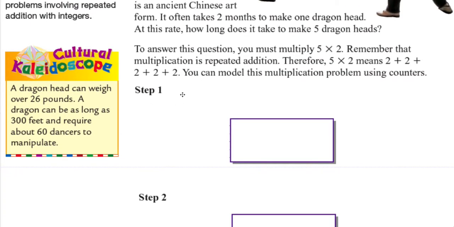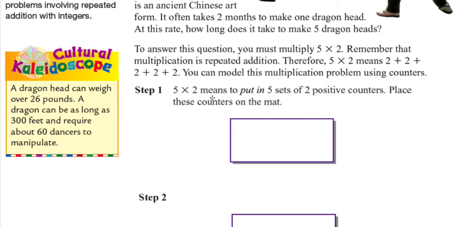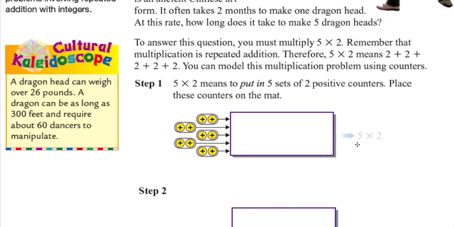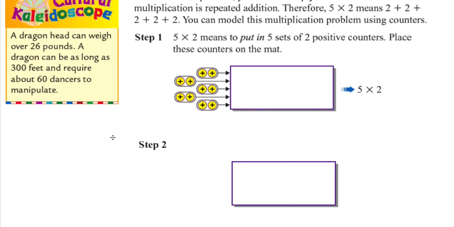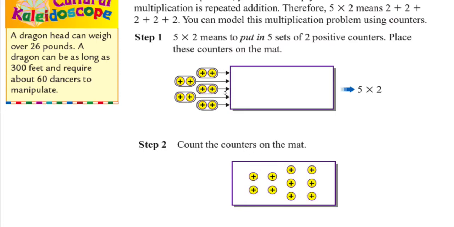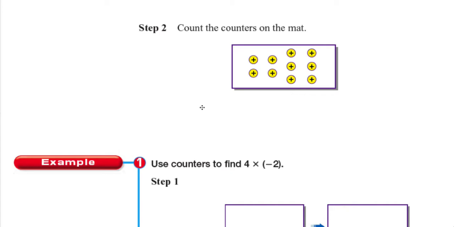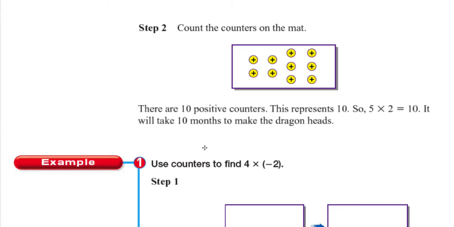Step number 1, 5 times 2 means to put 5 sets of 2 positive counters. So place these counters on the mat, so you have your 5 sets of 2. This is what it means when it says 5 times 2. Step number 2, simply count the counters on the mat. After putting 5 sets of 2, you count that there are 10 positive counters. So 5 times 2 is 10. It will take 10 months to make the dragon heads.